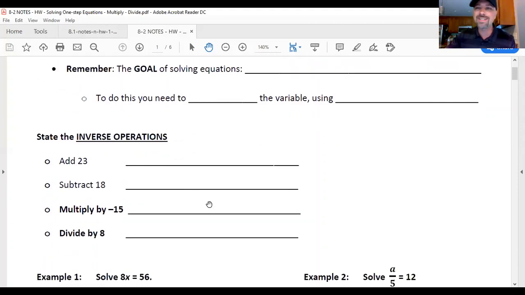So next part, what's the opposite of adding 23? Subtracting 23. Or the opposite of subtracting 18? Adding 18, okay? What would be the opposite of multiplying by negative 15? Dividing by negative 15. And finally, what's the opposite of dividing by 8? Multiplying by 8, okay?